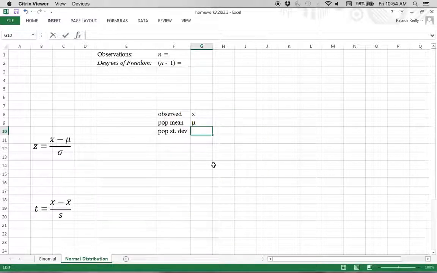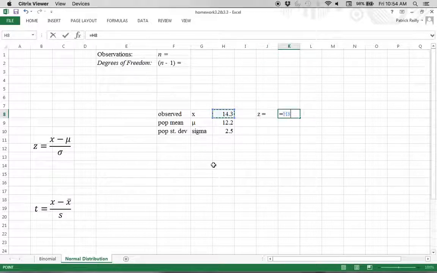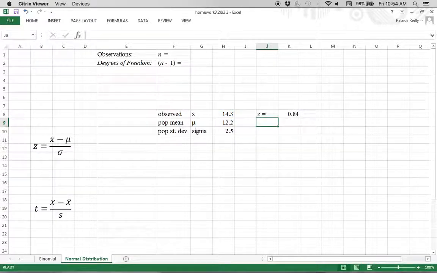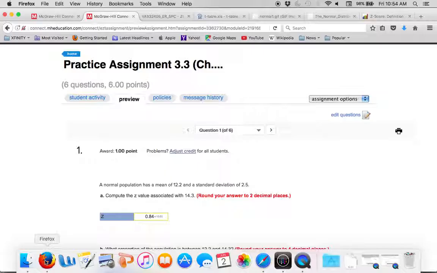I'm just going to write out the word because I don't want to have time. Alright, so x was 14.3, mu is 12.2, sigma is 2.5, right? And so z equals x, so what we observe, minus mu, divided by the standard deviation, population standard deviation, which gives 0.84. Alright, hopefully that's right. 0.84, good.